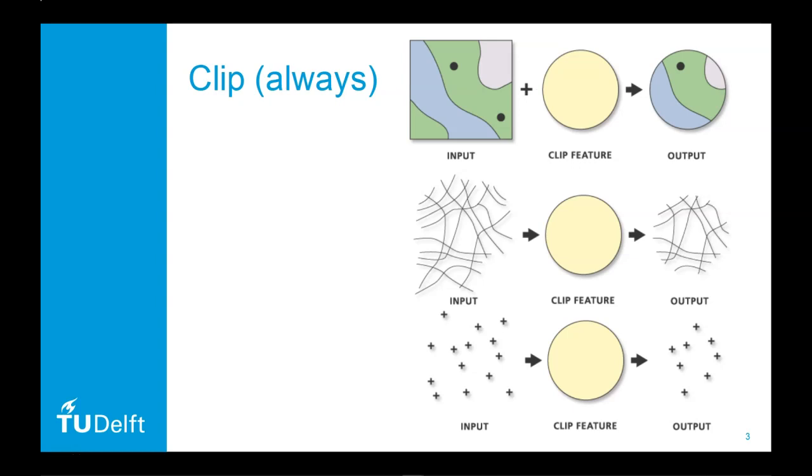The word always is mentioned here because this one is called clip in every GIS piece of software that is available on the market. A clip is a very simple thing. It just cuts off, like the cookie cutter in our first image, everything that is underneath it. So if you clip your input layer, no matter if it's a polygon layer, a line layer or a point layer, with this yellowish circle, the output will be exactly the same input layer, but only in the part that overlaps with the clip feature.